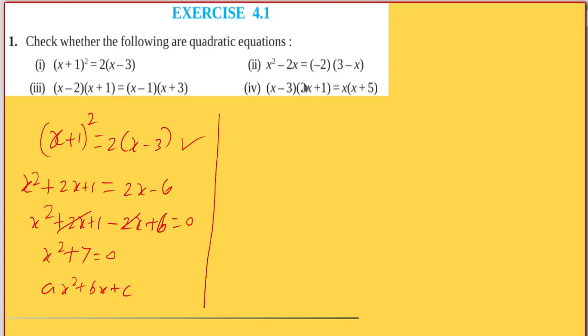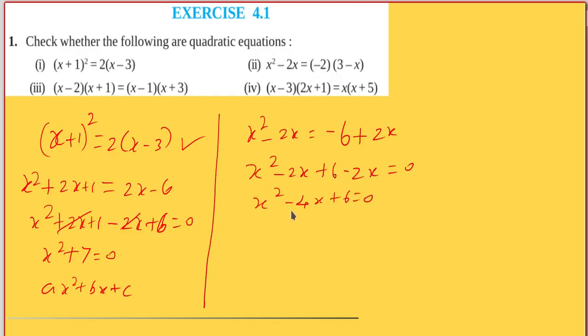Now the next problem: x square minus 2x equal to this. Let me multiply: minus 6 plus 2x. Now bring everything to one side: x square minus 2x plus 6 minus 2x equal to 0. Okay, x square minus 2x minus 2x becomes minus 4x plus 6 equal to 0. Yes, this is of the form ax square plus bx plus c. So this is a quadratic polynomial, and the given equation is a quadratic equation.